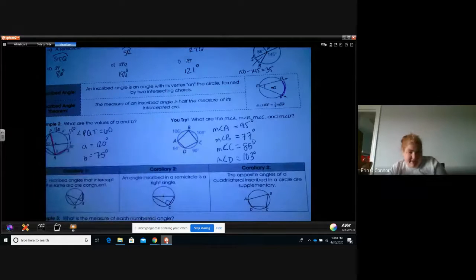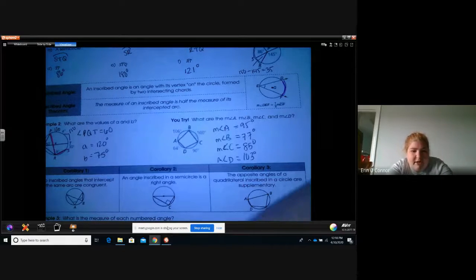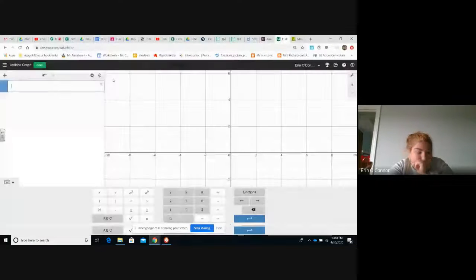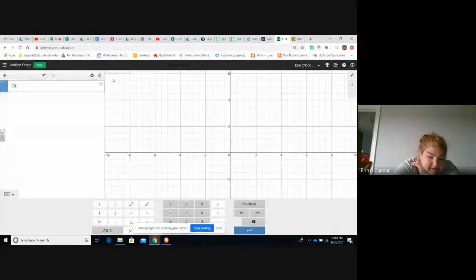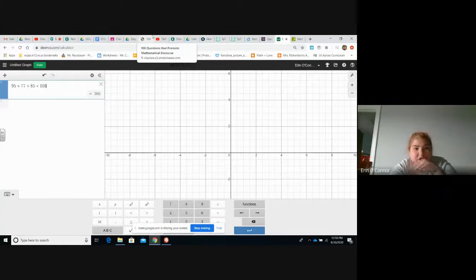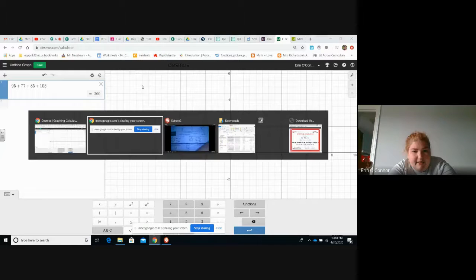Now we can double check this to make sure we did everything correctly. Because if we add them all up, they should equal 360. This is a quadrilateral. So let's add them all up really quickly. So we have 95 plus 77 plus 85 plus 103. And we have 360. So it does add up correctly there for us.